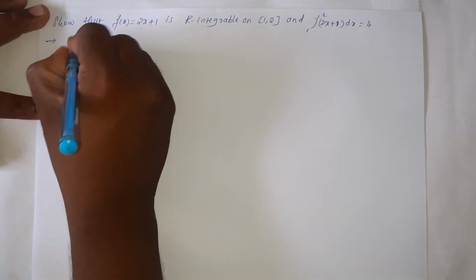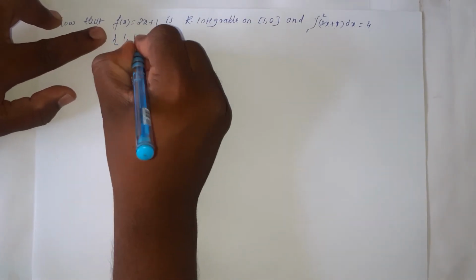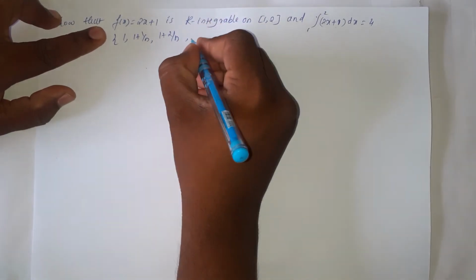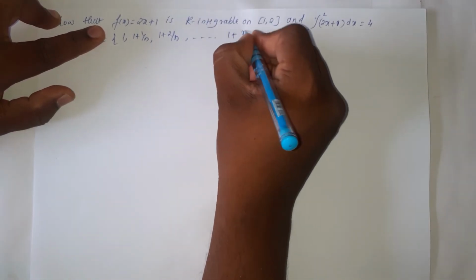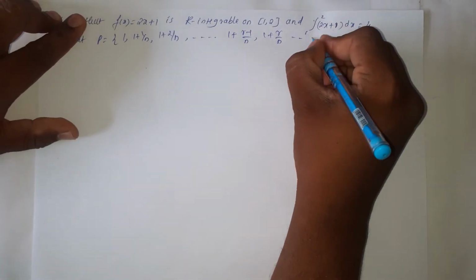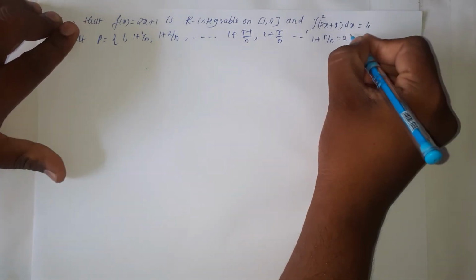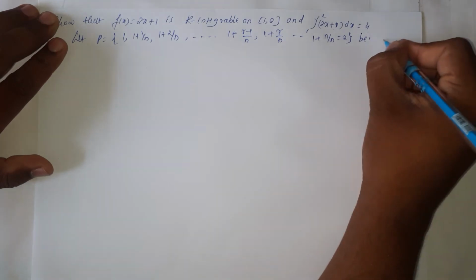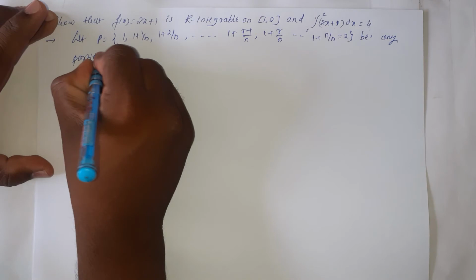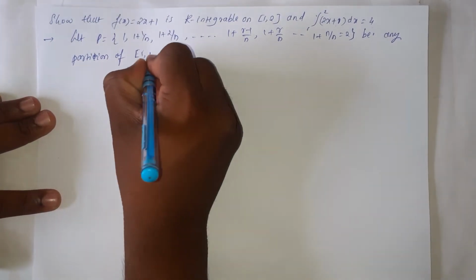Let us solve this one. Let P = {1, 1 + 1/n, 1 + 2/n, ..., 1 + (r-1)/n, 1 + r/n, ..., 1 + n/n = 2} be any partition of the closed interval [1, 2].